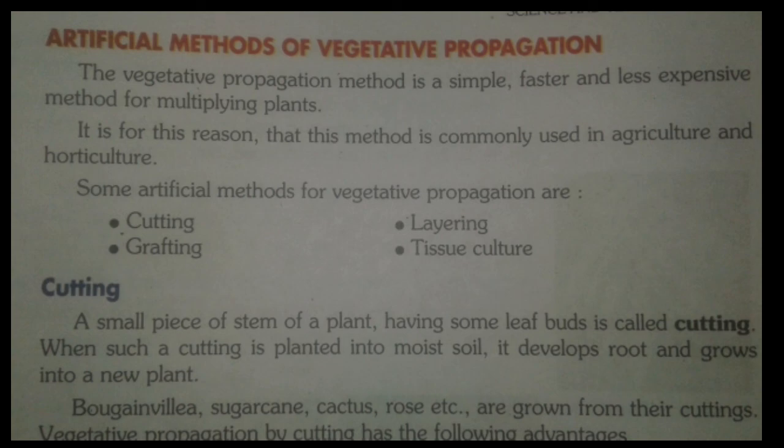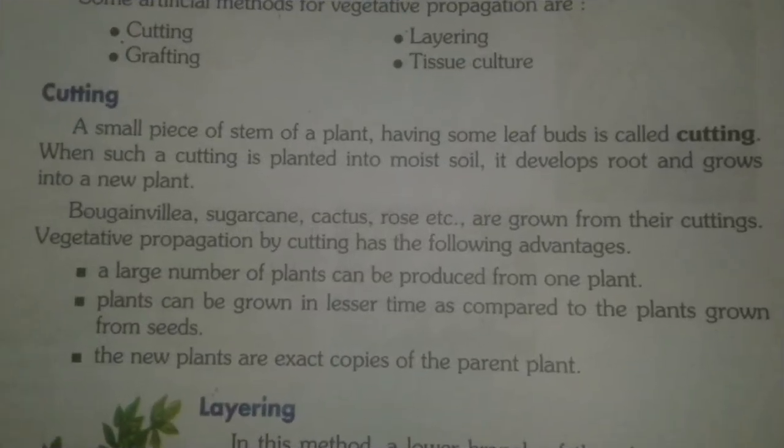So the advantages of artificial or vegetative propagation are as follows, which I am going to recite one by one. The new plant or daughter plant obtained by vegetative propagation undergoes the same conditions and is genetically identical to the parental plant.